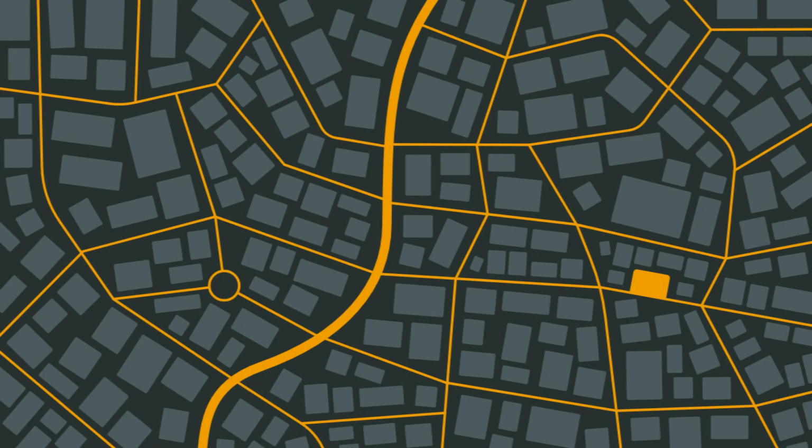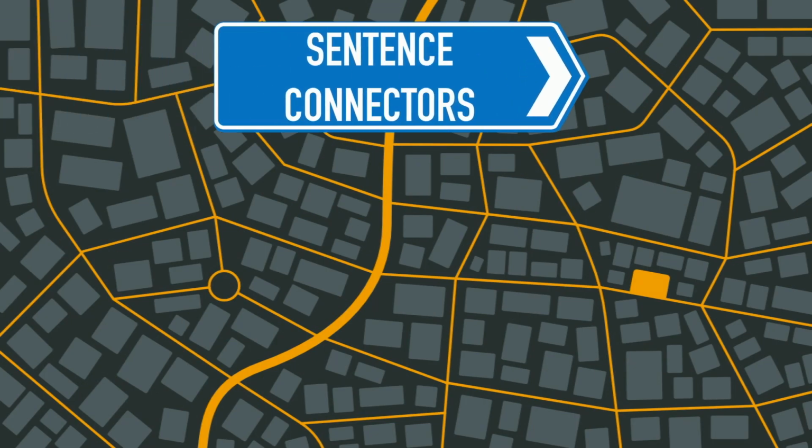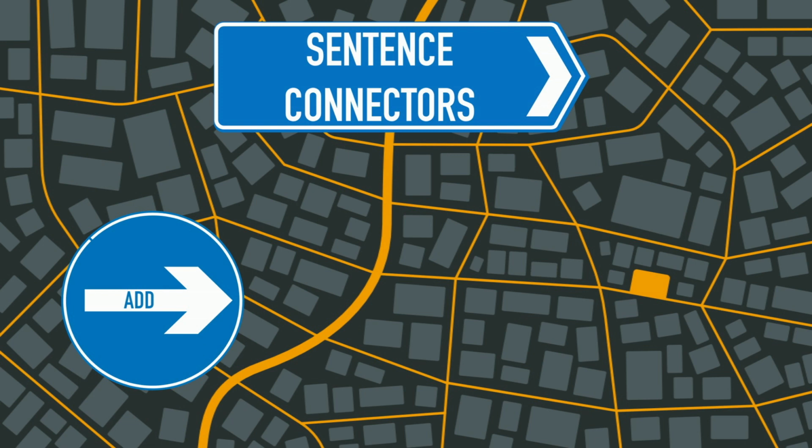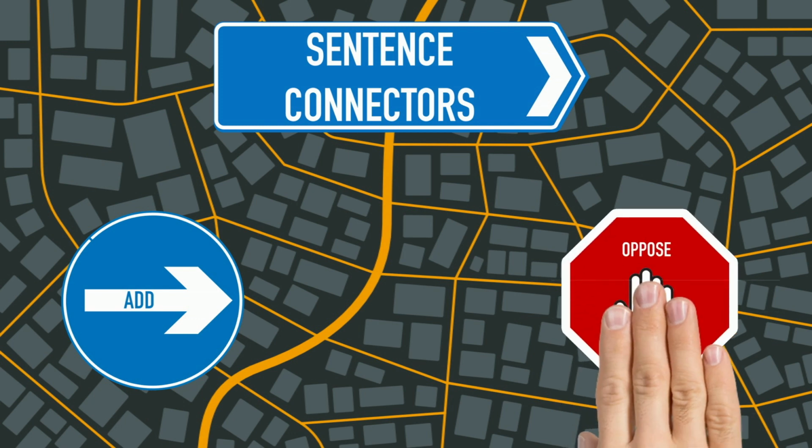Make sure you use sentence connectors to help signpost to your readers the journey you are taking them on. When adding more information or ideas to what you've just written, use addition connectors. When you'll be writing something that opposes or goes against what you've just written, use opposition connectors.